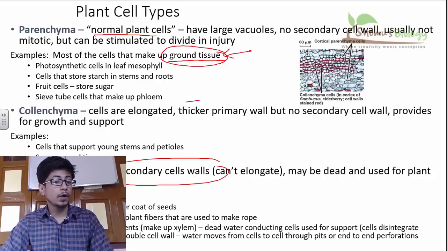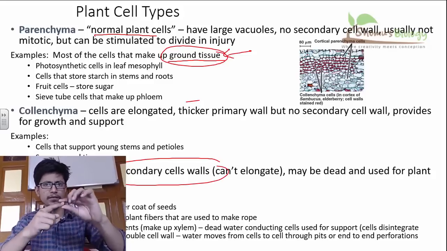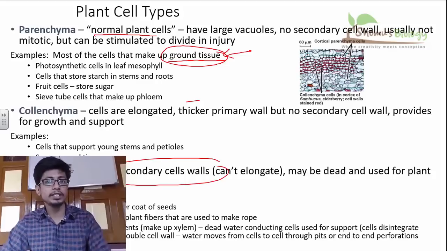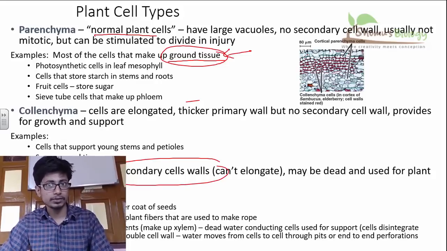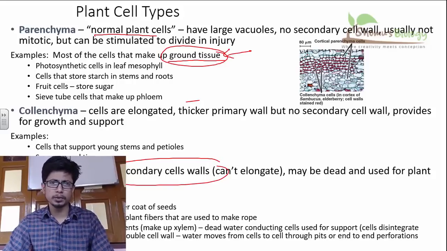Now, examples of sclerenchymal cells are the shells of nuts and the outer coat of seeds, and fiber cells that are used to make plant fibers, which are used to make rope. Those are the cells that make up the sclerenchyma. Sclerenchymal cells are fibrous and elongated in nature, and they're very, very strong in holding tension and strength. So we use sclerenchymal cells a lot to produce rope and other things.